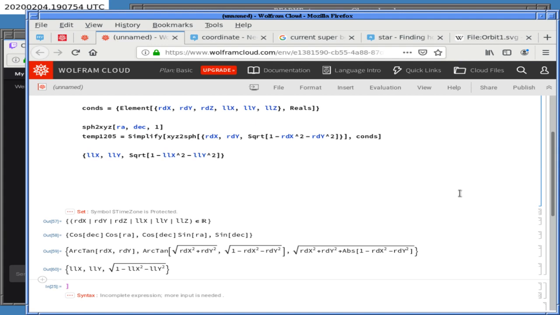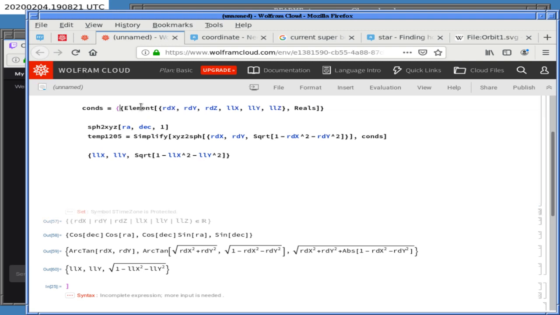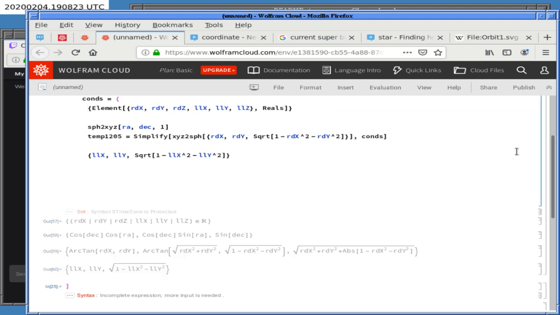Okay, so the other thing we need to know about these is the fundamental condition. Oh, boy. Because it's possible that theoretically RDY plus RDX squared could be big enough that this makes this a negative number. So this is where it gets ugly. The conditions we have are the very simple conditions that they're all real numbers. That's a very beautiful, nice condition.